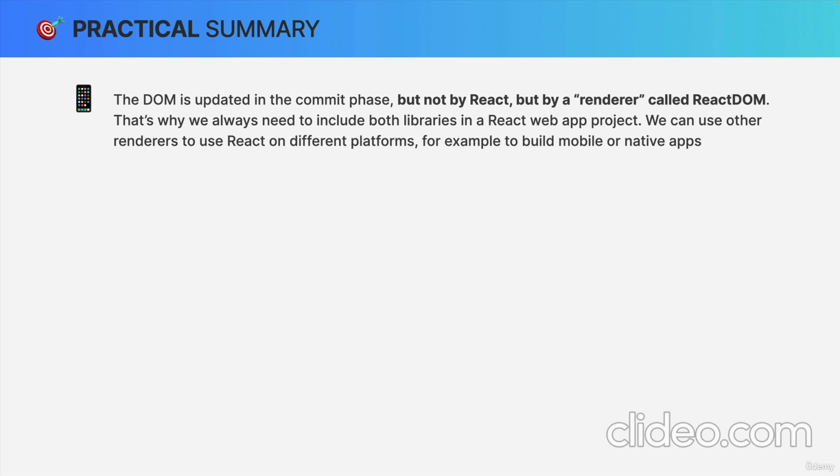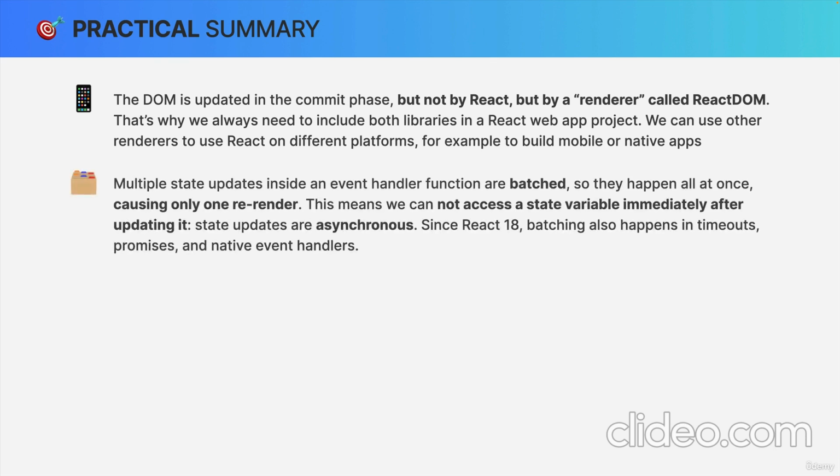Alright, and now for the rest of this last slide, let's leave the topics related to rendering behind and quickly talk about state and events. So, when we have multiple state updates inside an event handler function, all these state updates will be batched. So basically, they will happen all at once. And this is super important because it means that multiple related state updates will only create one re-render, which once again is great for performance.